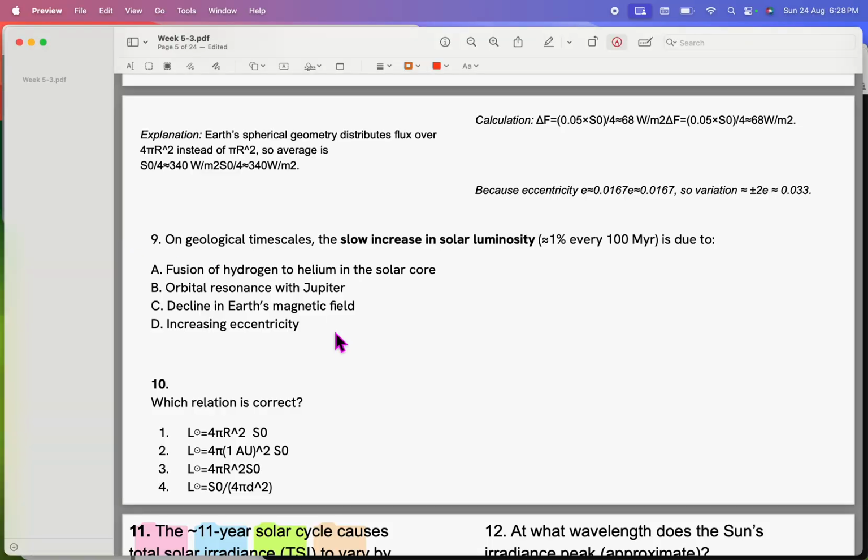On the geological time scale, the slow increase of solar luminosity is observed. This is only the solar luminosity value. You know the solar luminosity value is about 3.86 × 10^33 ergs per second, or in SI units 10^26 watts. So this value changes only due to the fusion of hydrogen to helium in the solar core. Question 9, option A is correct.